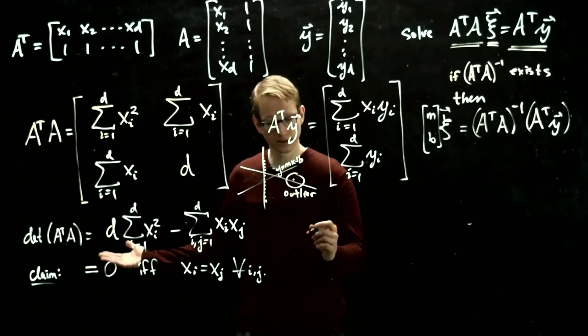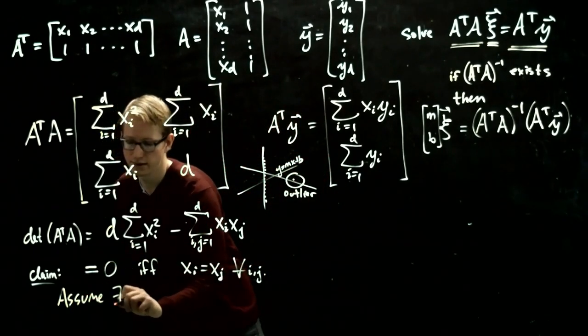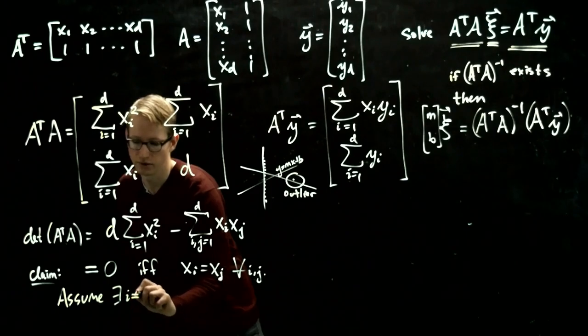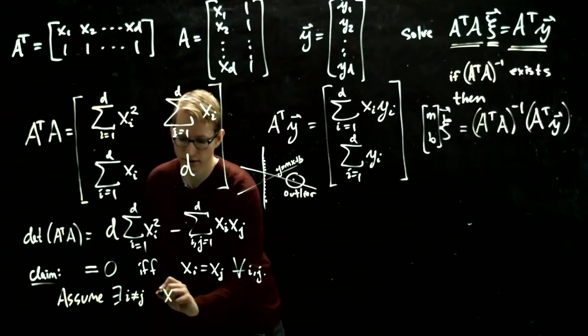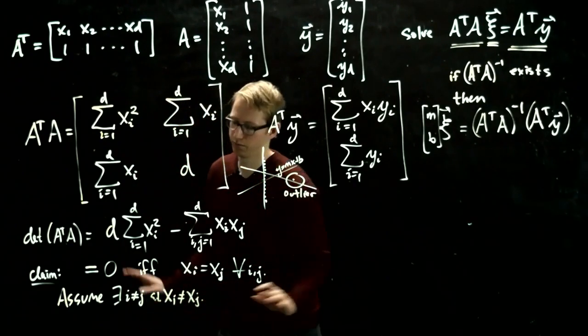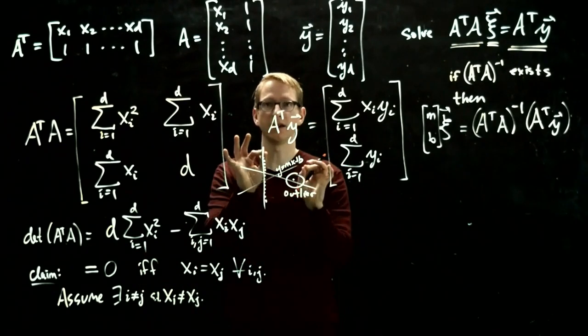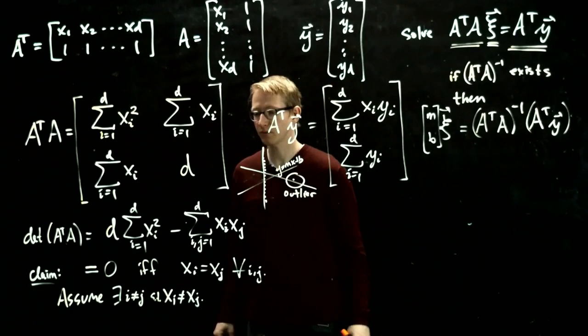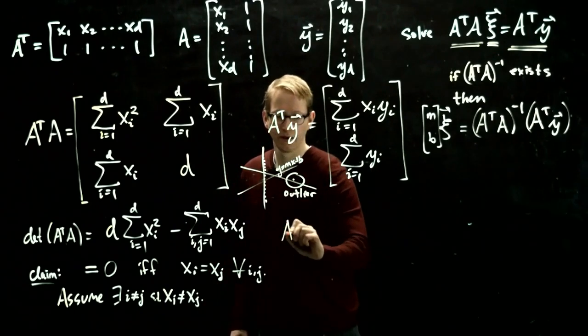So let's assume that this does not happen. Assume there exists an i and a j which are not equal, such that xi is different from xj. So we just need to assume that we have at least two data points that are not the same. When we make this assumption, we can compute this inverse.